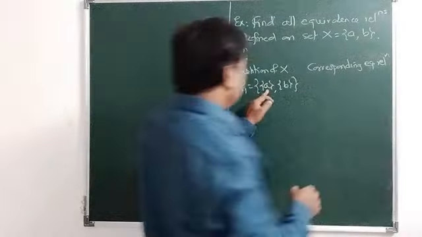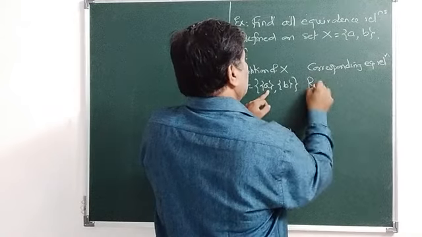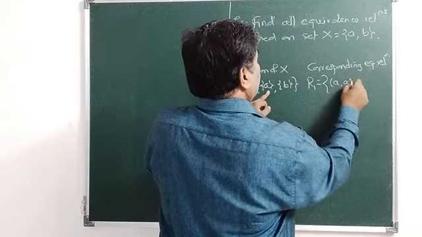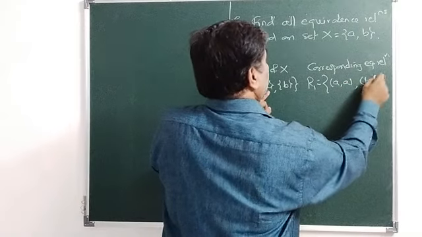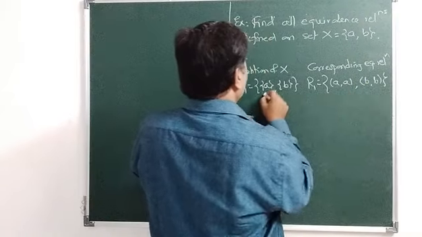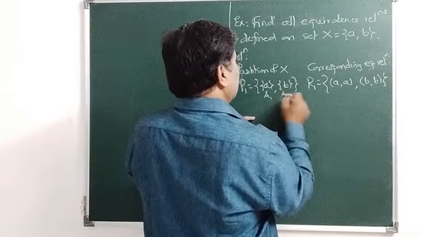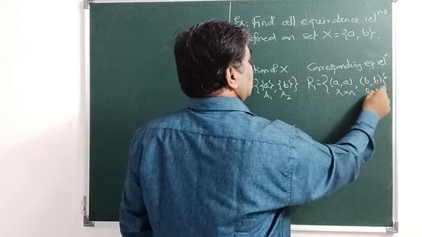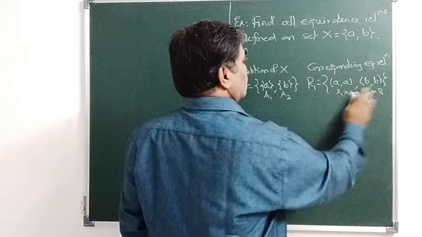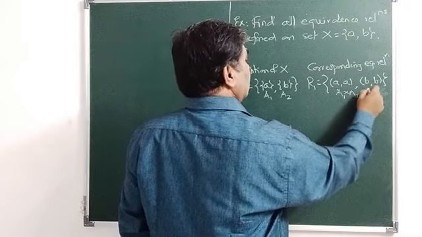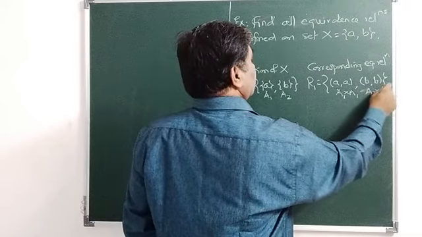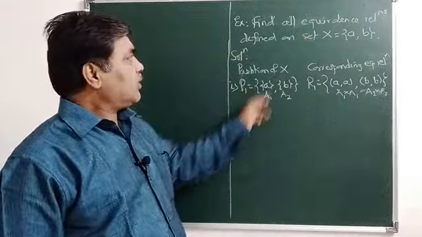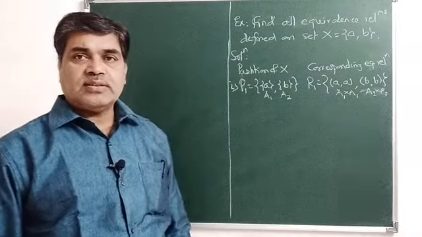So I can only form the pair (A, A), and (B, B). If I denote this set by A1 and this by A2, then this is A1 cross A1, this is A2 cross A2. A1 and A2 are subsets of X.